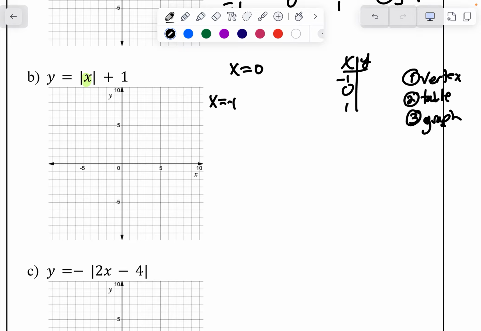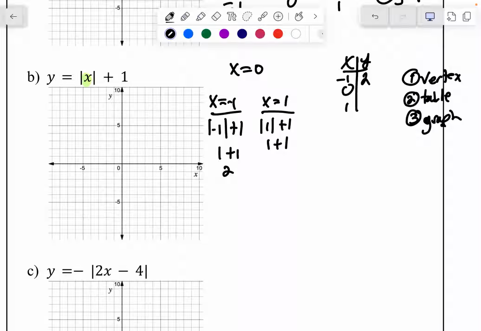If x is -1, we get the absolute value of -1 plus 1. Now remember what that does. The absolute value makes that thing a positive. So when we add on 1, we get 2. Now if we did it right, it might be good to plug this one in. Let's plug that one in. If we plug in 1, we should get an answer of 2 if we did our math right. So it's the absolute value of 1 plus 1, which is indeed 2. So that's great. That really verifies what we were thinking, that our vertex is 0.